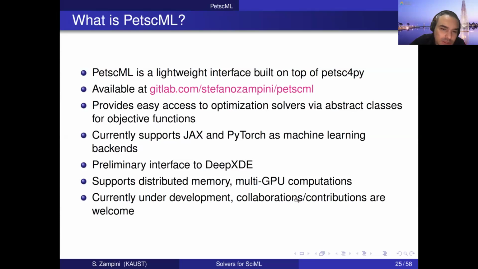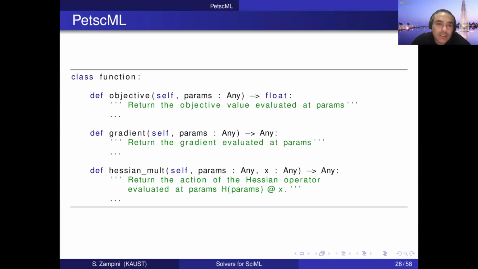It supports distributed memory, multi-GPU computation, and as I said, this is the third generation of the software, still under development. But if you want to use it, it's stable. It's stable because I've been writing code for almost two decades now, so the code is stable. You can use it. So how does it work?